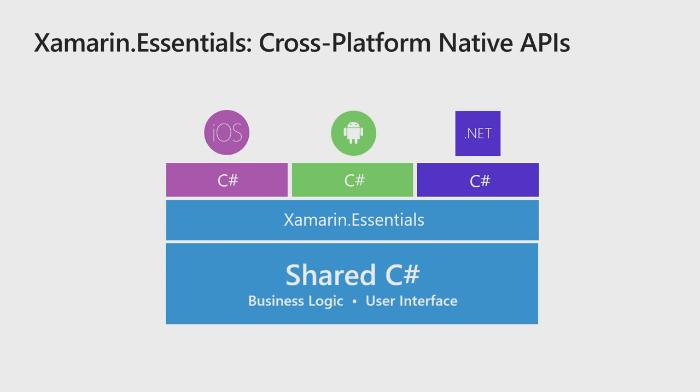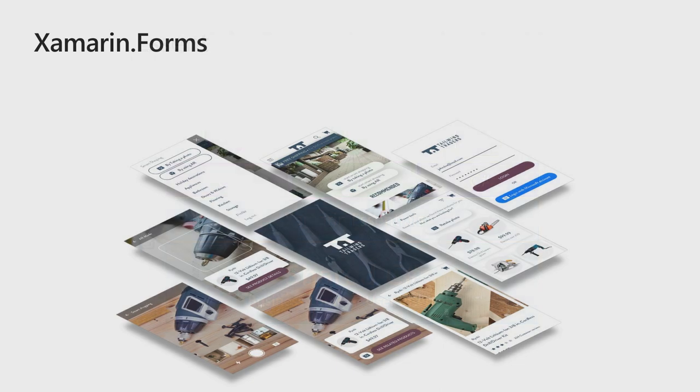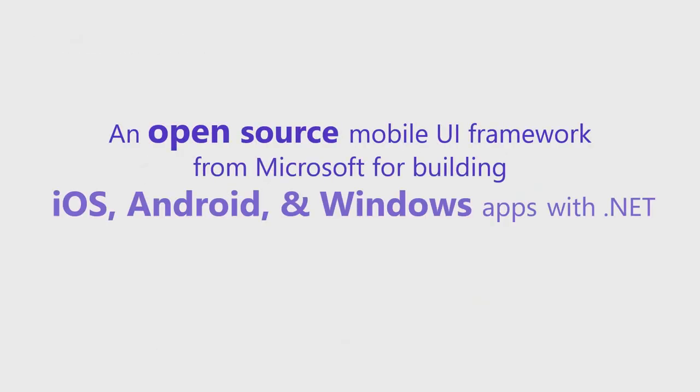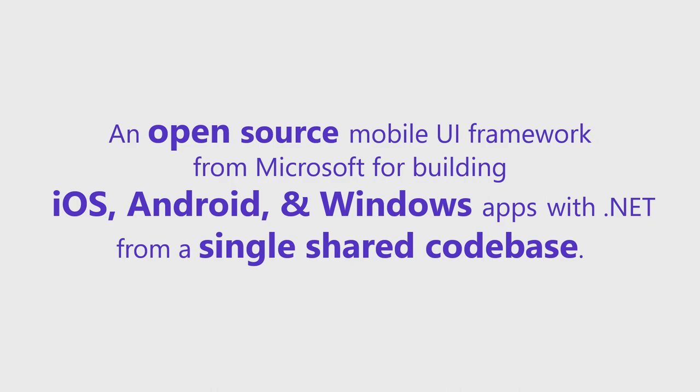But what about the user interface bits and pieces of it? You can build out native UIs on each platform, but we also thought about, well, developers wanting to share even more code, and that's where Xamarin Forms comes in, which is a library that enables you to share cross-platform user interface on different platforms like iOS, Android, and UWP. So I like to define it as an open source mobile UI framework from Microsoft for building iOS, Android, and Windows apps with .NET from a single shared C# code base.